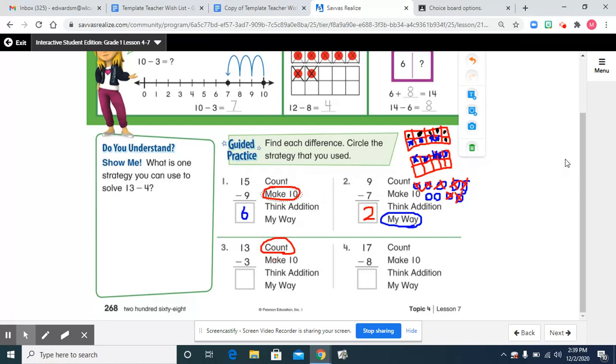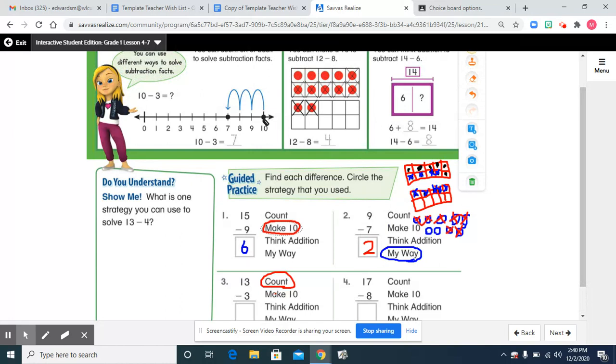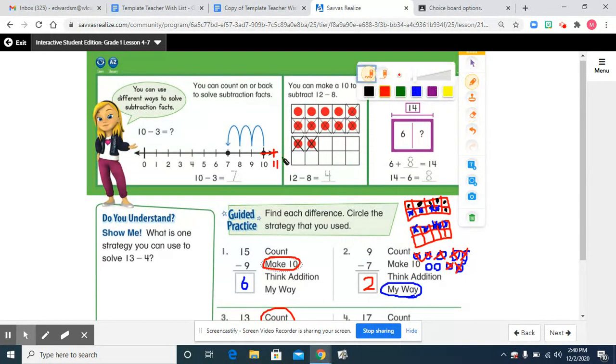Okay, so start on 13. I'm just going to extend this number line out. Okay, so that's 11, 12. Let me extend it out a little bit further and go all the way to here. So we have 11, 12, and 13.